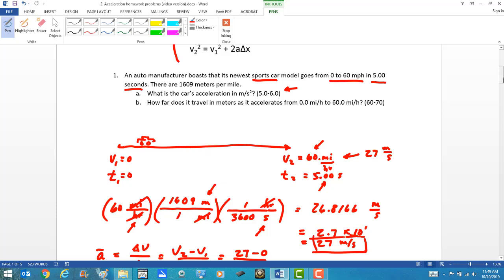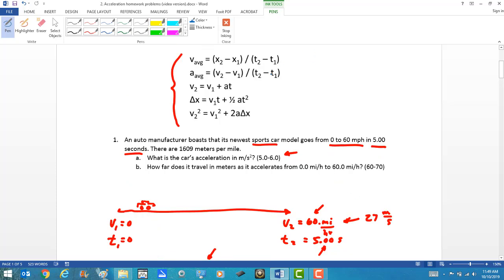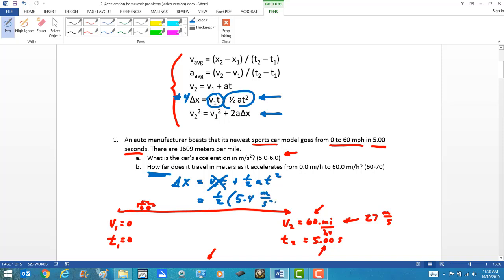Part B, how far does it travel in meters during this time? So the first thing you want to do is choose the appropriate formula from these 5. This one here has distance and this one has distance. This term's going to drop out because it's 0. So all we need is the average acceleration, which we just calculated, 5.4 meters per second squared, and the time, which is 5.00 seconds squared. Just run that out and make sure your answer is somewhere between 60 and 70. The units, of course, would be meters. And don't forget to square the time.